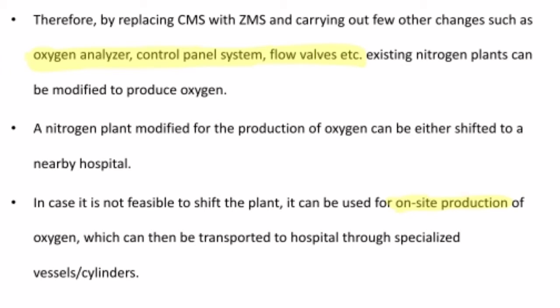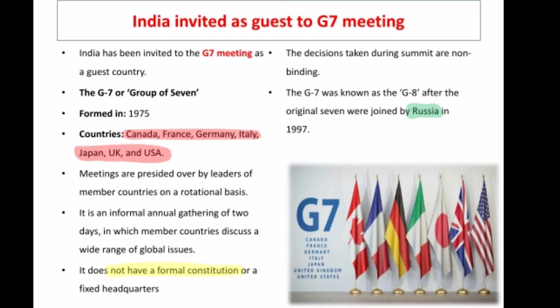Therefore, by replacing CMS with ZMS, the government is also going to make some changes in the oxygen analyzer, control panel system, flow valves, etc., to change these nitrogen plants into oxygen plants. One important thing here: when we are not able to move these nitrogen plants to the specific needed location, we are going to use them as on-site production process units. From there we will carry this oxygen by cylinders or vessels to the places where the supply is ultimately needed. And the next one is India invited as guest to G7 meeting.